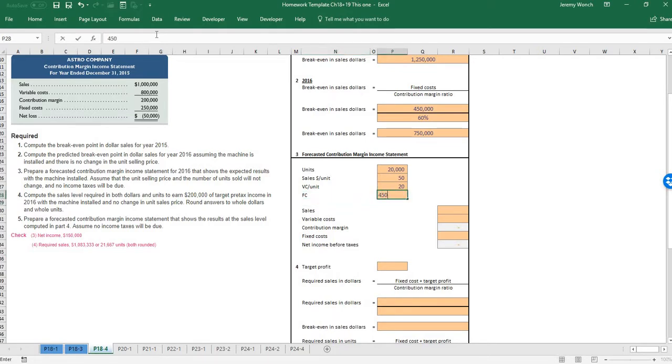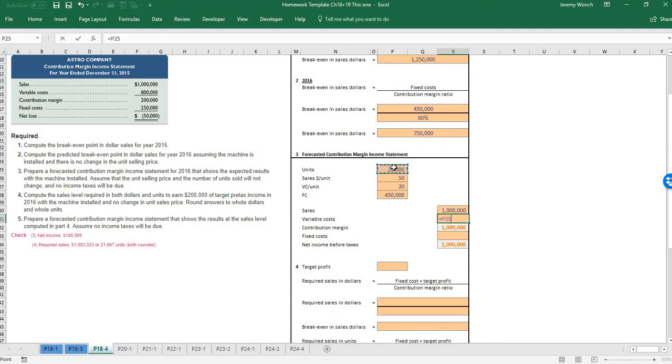In total, that's going to be 450,000. So calculate our sales. Units times the sales per unit is 1,000,000. Hey, that makes sense. That's what we got up here.